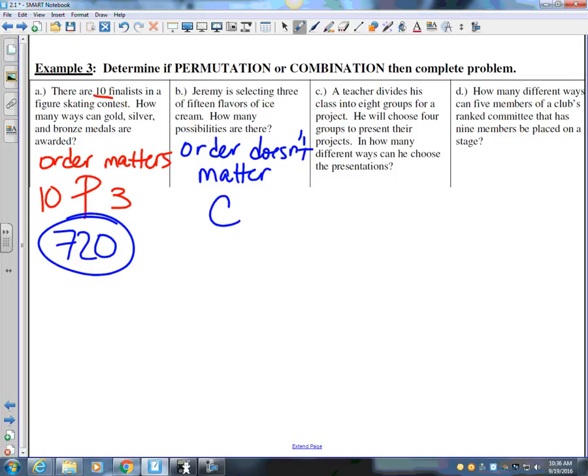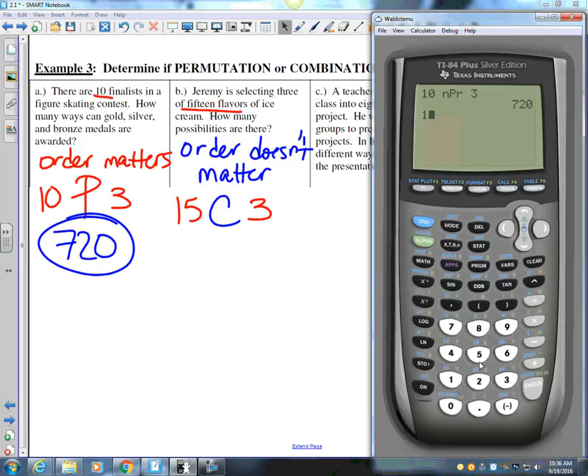Order doesn't matter. So is that a permutation or a combination? Okay, so this one's got a C. How many total flavors are there? 15. That goes in front. How many is he choosing? 3. So in my calculator, I type in a 15. What do you think I hit next? Math. Over to PRB. And this one I go down to number 3. And then type in another 3. And there are 455 different ways he can get his ice cream.